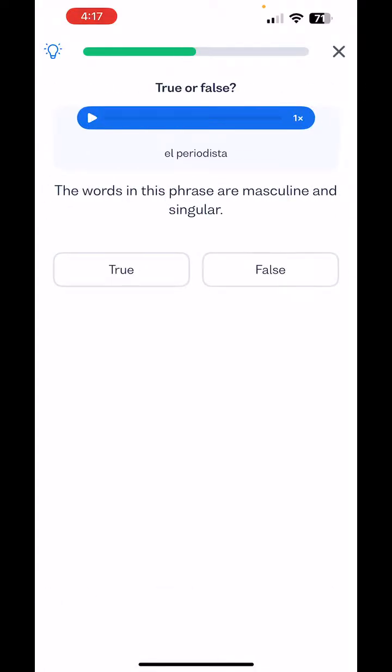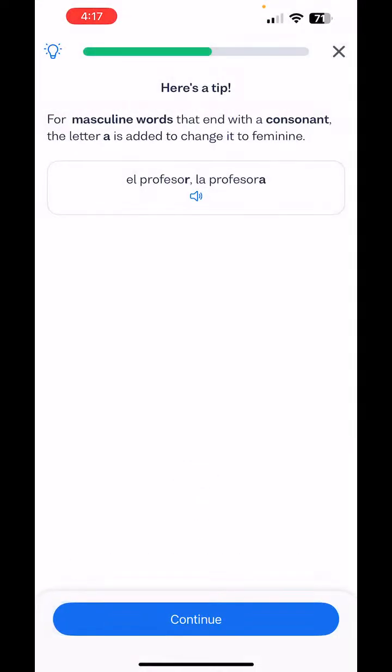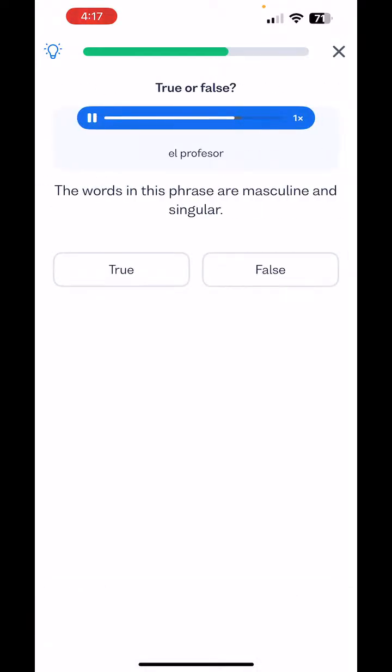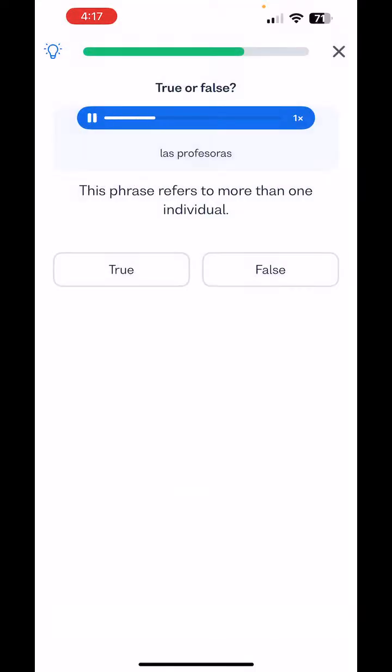El periodista. So it's masculine and singular. For masculine words that end with a consonant, the letter A is added to change it to feminine. So, el profesor, la profesora. El profesor. The word here is masculine and singular. Yes. Las profesoras. So this phrase refers to more than one individual. Yes.